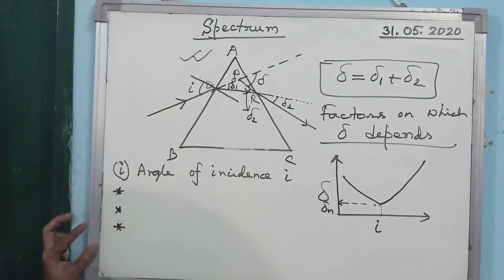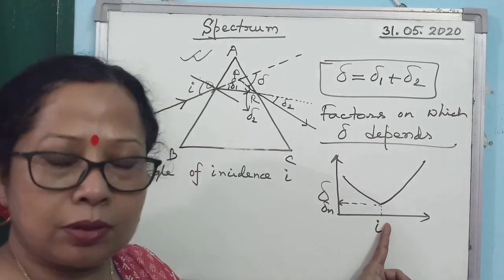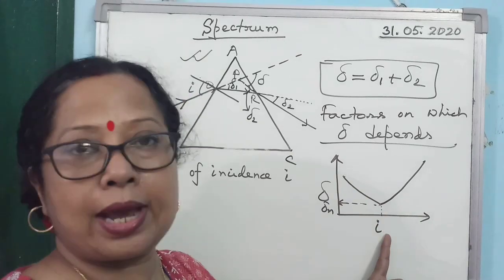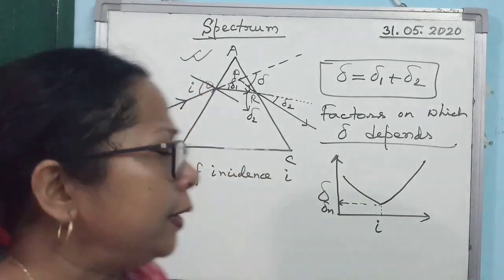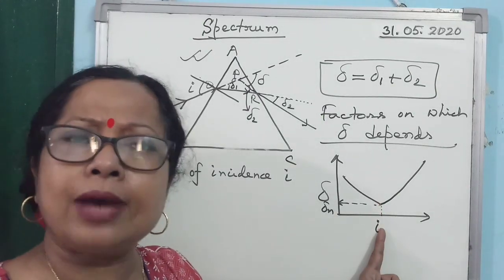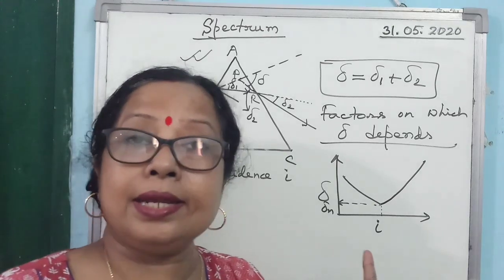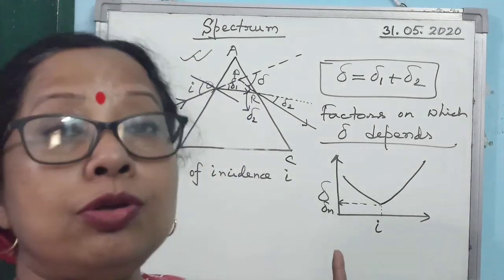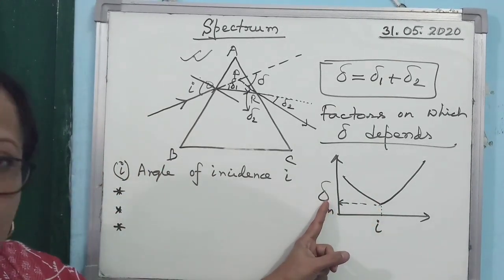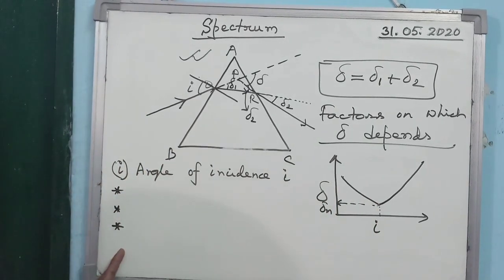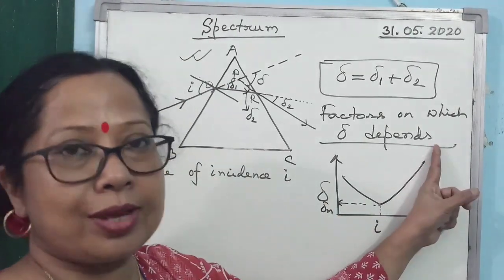Then second point, put the second asterisk and write. For only one value of I, delta becomes minimum. Please underline the term only one value of I. For only one value of I, delta becomes minimum. Then third point, after that, when I increases, delta increases.